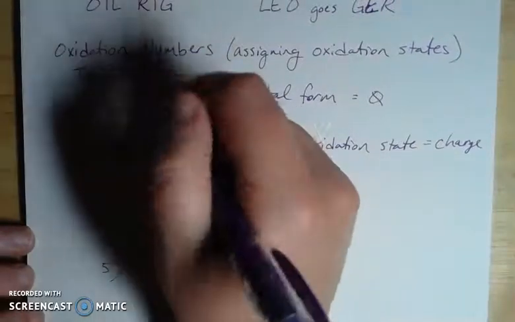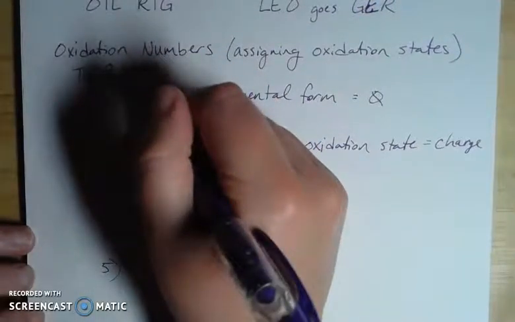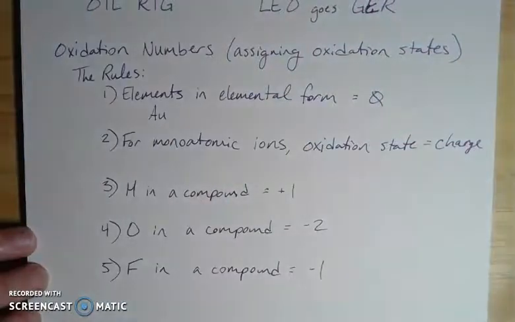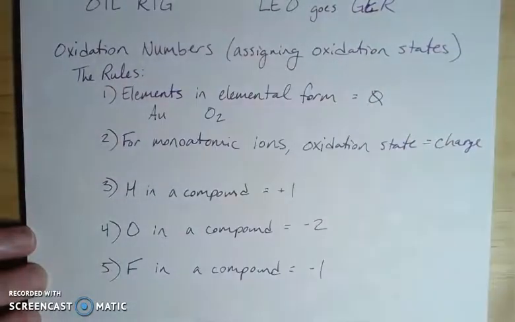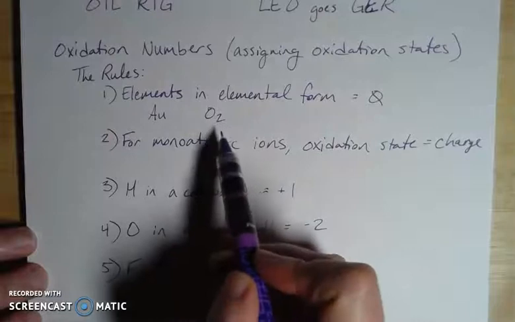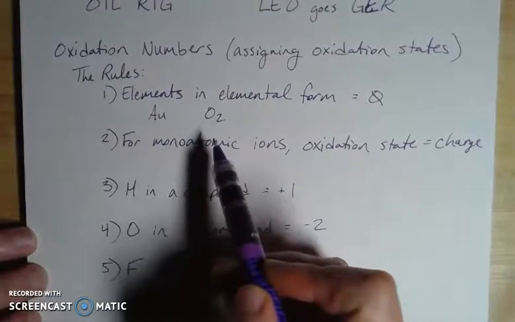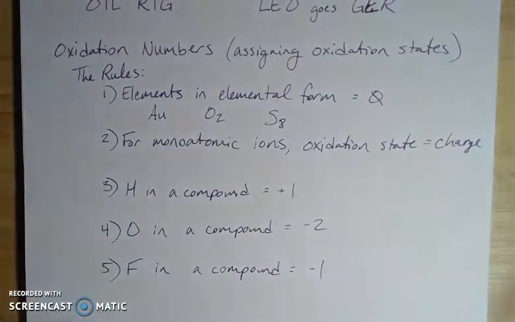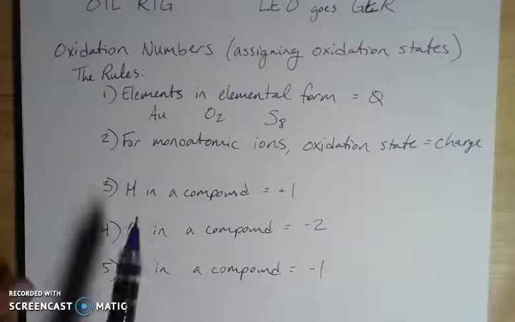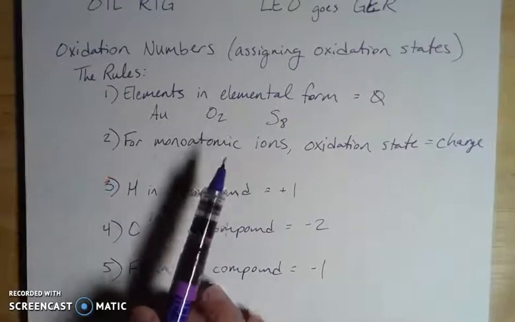If I have something like gold, then gold's oxidation state, in the form in which gold exists on the periodic table, would be 0. If I had oxygen, which is diatomic in nature, then even though there are 2 of them paired together, it's still in its elemental form. Sulfur, for example, is S8 in its elemental form, so that would also have an oxidation state of 0. It doesn't matter how many there are. If you're in your elemental form, that's 0. If it's by itself, then you put the 0.